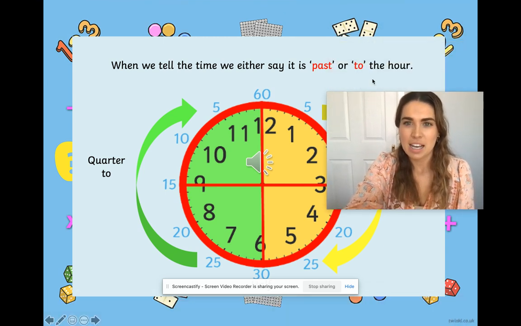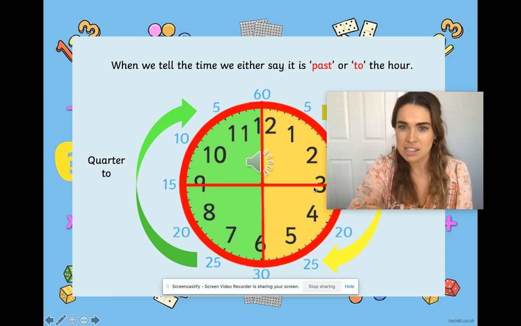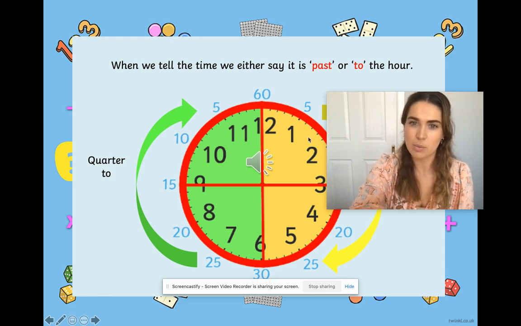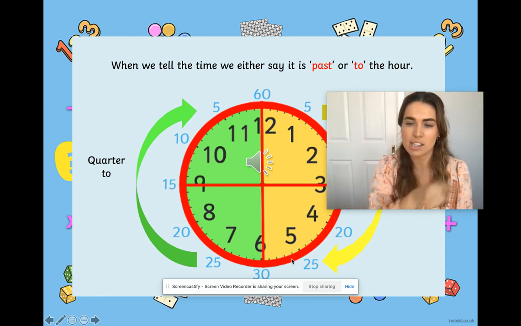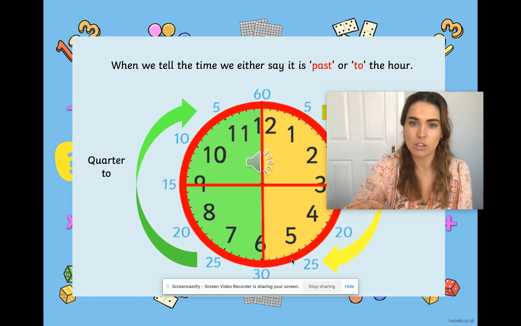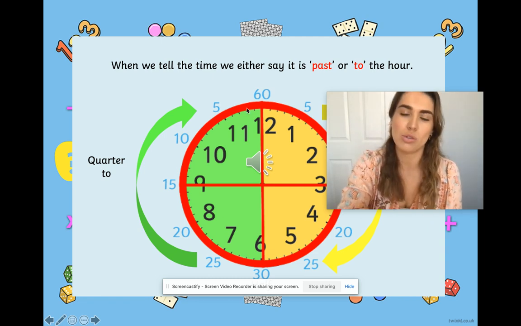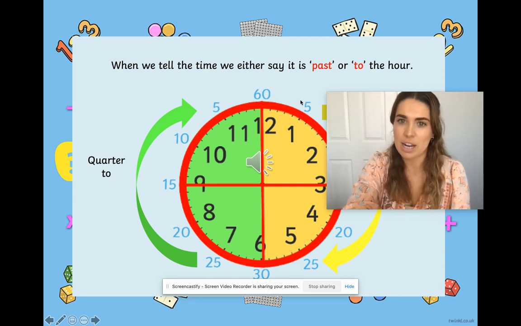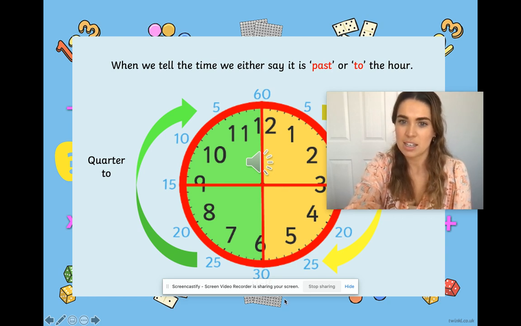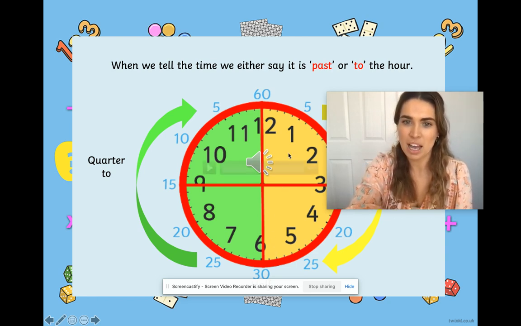Now, when we're telling time, we either say it's going past the hour, so all of this yellow is going past, remembering our hands move in that clockwise direction, or it's going to the hour, and all of this green part is where we would use that word to. So here I could have 5 past, quarter past, half past.